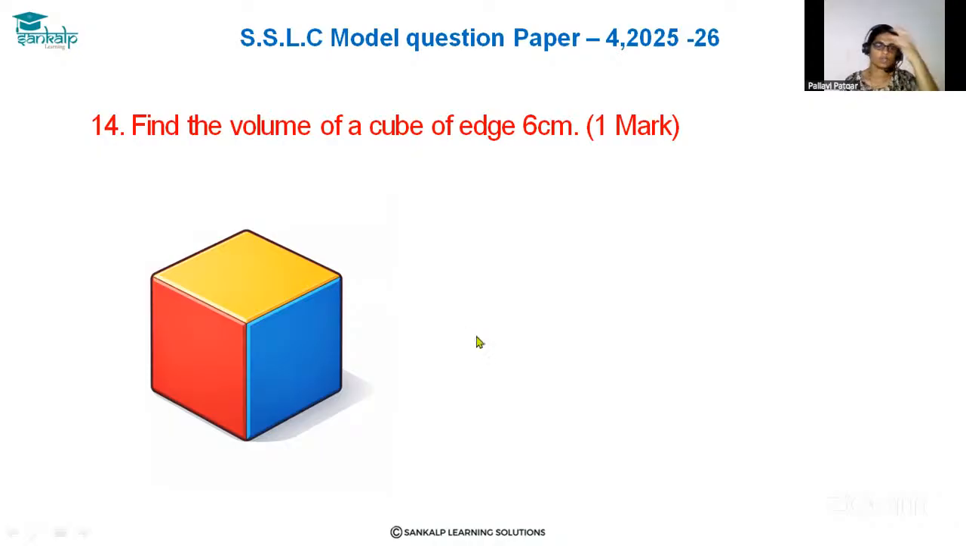Hello everyone. Look at the question number 14. Find the volume of a cube of edge 6 centimeter. So here the formula for the volume of a cube with edge A is V is equal to A cube. Okay. So here edge A is given. So this is equal to 6 centimeter. So V is equal to 6 cube. So V is equal to 6 into 6 into 6.